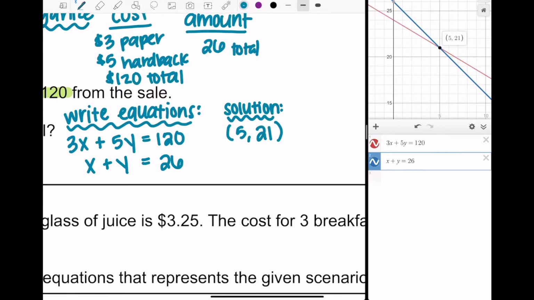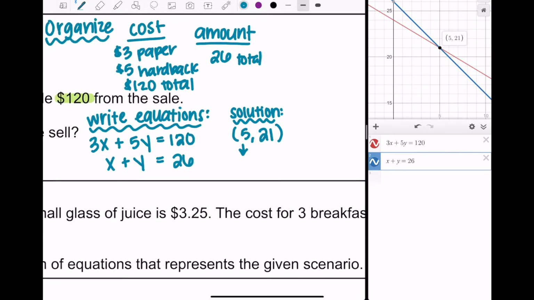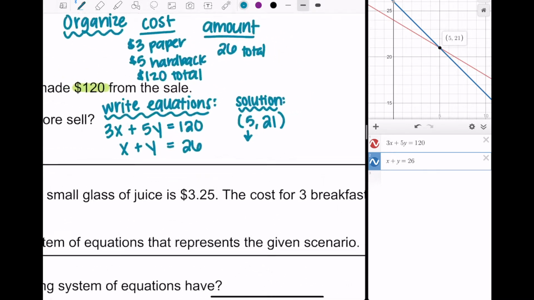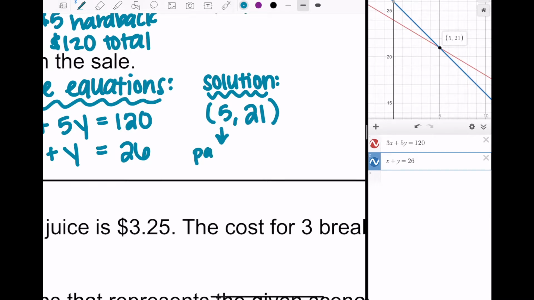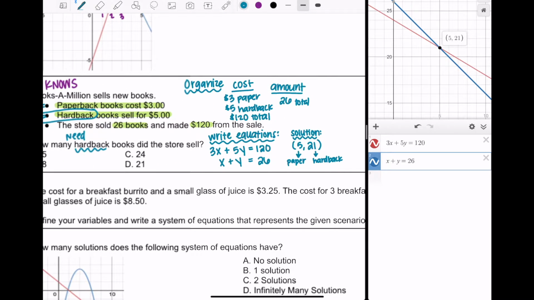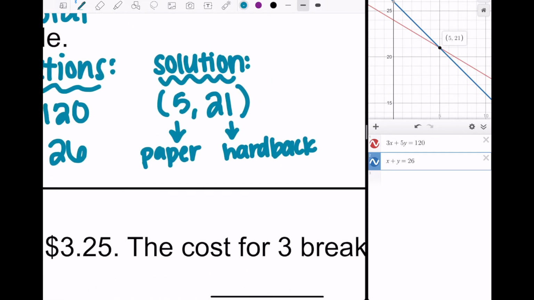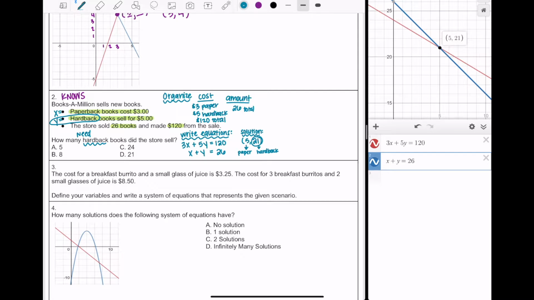But I need to break that down and see how that translates to what I needed to know, what question I needed to answer. Remember that X represented the number of paperback books, and Y represented the number of hardback books. We needed to know the number of hardback books, so that would be the Y value, which is 21.